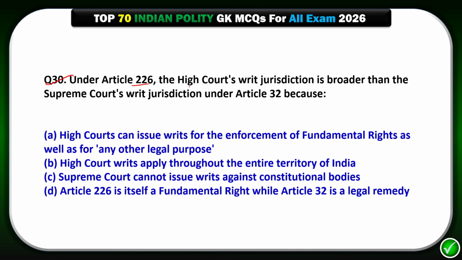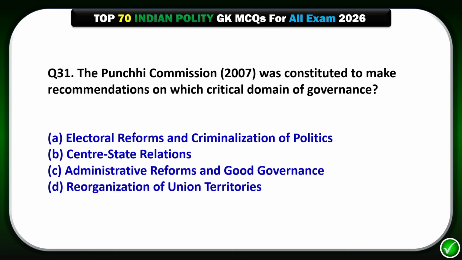30. Under Article 226, the High Court's writ jurisdiction is broader than the Supreme Court's writ jurisdiction under Article 32 because High Courts can issue writs for the enforcement of the fundamental rights as well as for any other legal purpose. 31. The Punchhi Commission 2007 was constituted to make recommendation on which critical domain of governance? Option number B. Central state relations.